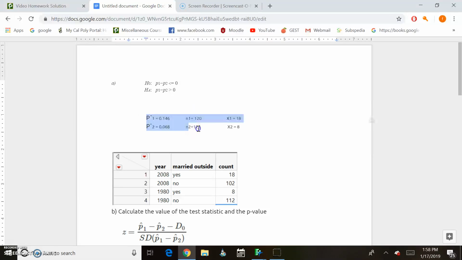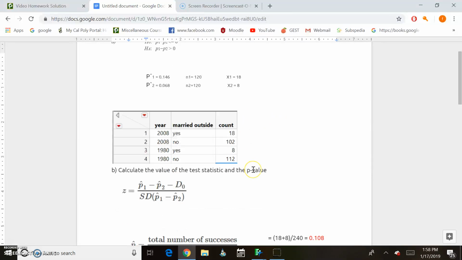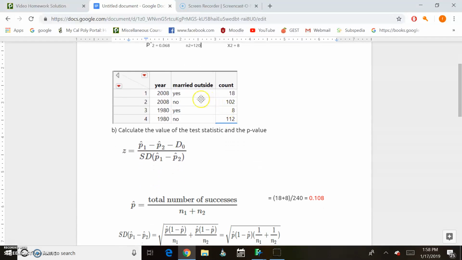Now these two are given right here. These are given and this is given. So we can determine the number of successes, which we'll need for later calculation, and the number of failures, and they're all greater than 5. So we can proceed with the problem. This is a JMP table for the problem.